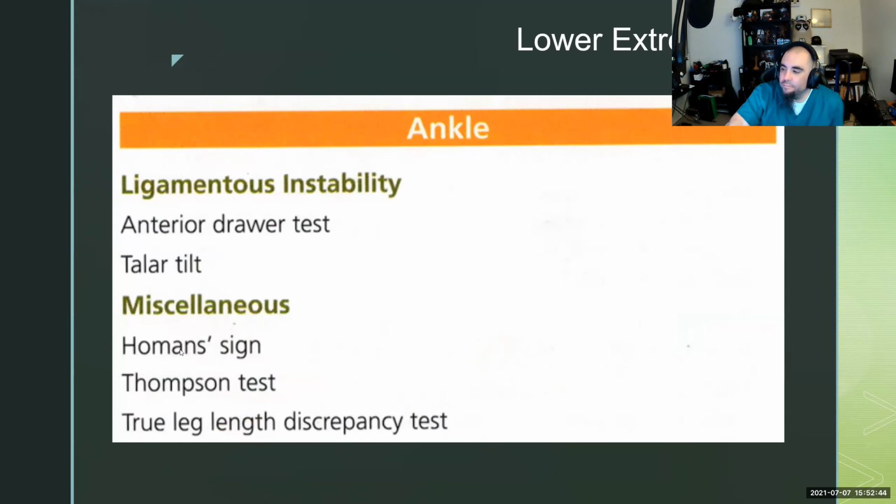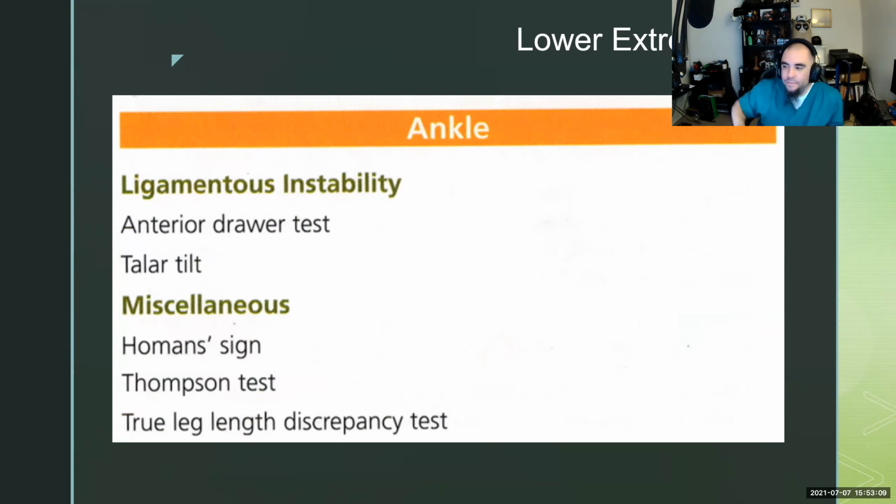At the ankle, the only two that I can think of that I've done are the Homans and the Thompson test. We're going to talk about this. I think this is more the hip than it is the ankle, but just because it ends down at the ankle, they call it an ankle test. So as you can see, these are the ones that they say you definitely have to know for your boards.